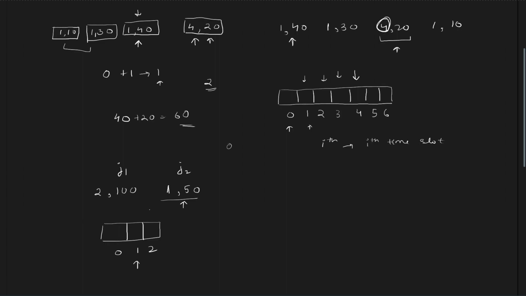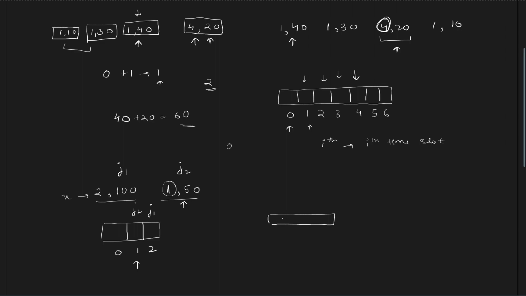So my obvious answer would be whenever I see a job with some deadline X, I would want to place it as far back as possible. So in this case 2 was free, that is why I can place J1 here. Now I see the deadline of this particular job is 1, so I can place J2 here and I can form my answer. Now let us take one more example.